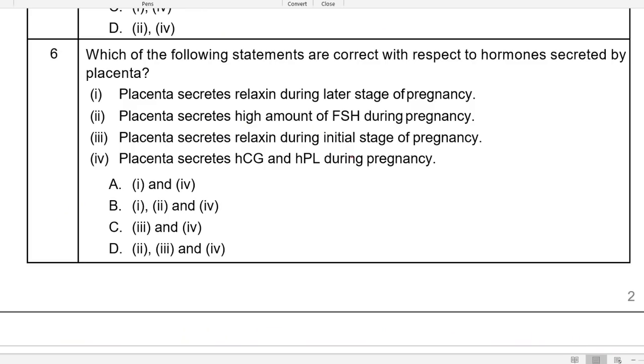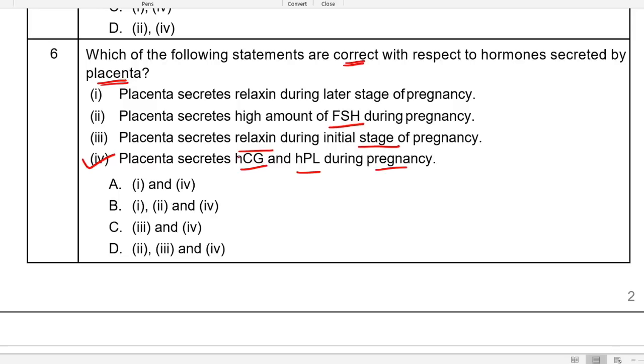Okay. Question 6. Which of the following statements are correct with respect to hormones secreted by placenta? So आपको इसमें से बताना है कौन सा correct statement है with respect to the hormones secreted by placenta. So placenta secretes relaxin during the later stage of pregnancy, or it secretes high amount of FSH, that is follicle stimulating hormone, or it secretes relaxin during the initial stage of pregnancy, or it secretes HCG, that is human chorionic gonadotropin, or HPL, that is human placental lactogen, during pregnancy.